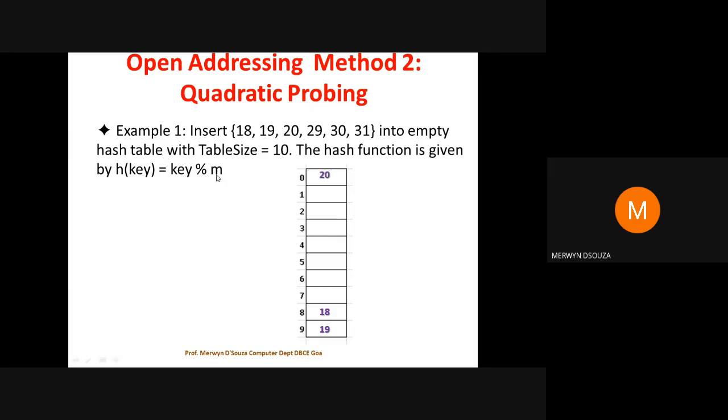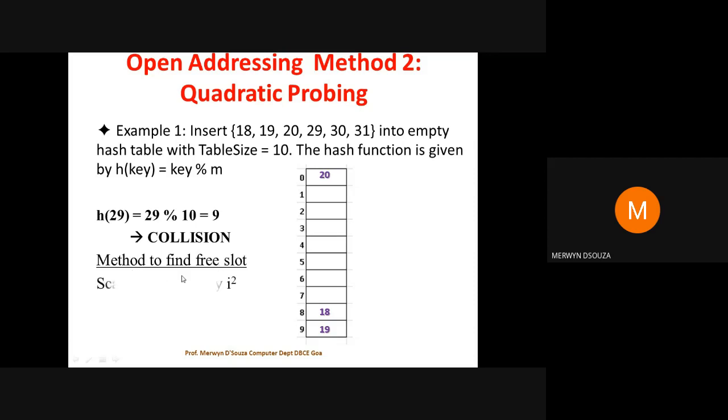20 mod 10, you will get remainder as 0, so 20 gets inserted here. 29 mod 10, remainder is 9, so now it results in a collision. Okay, so let's see how to do quadratic probing to solve this collision.